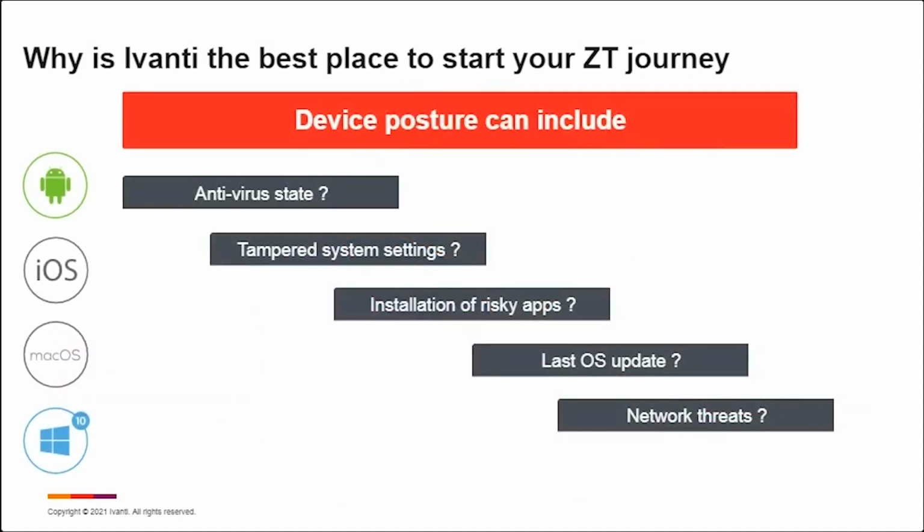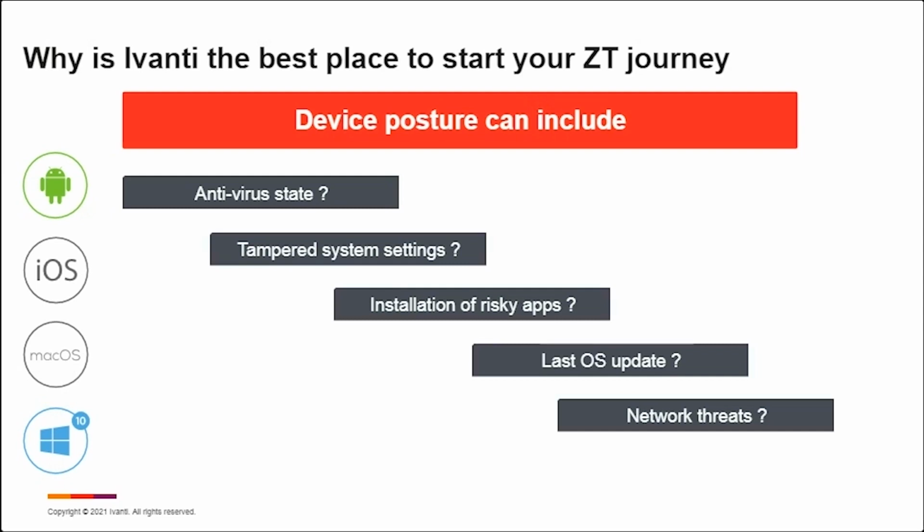What can device posture include? I think we have all seen this before, but it could simply be the antivirus state. It could be whether the system has been tampered or not. It could be what kind of apps exist on the device. Does the user have any risky apps installed? When was the last time the OS was upgraded? Is the device connected to a secure Wi-Fi or an insecure Wi-Fi? What kind of network threats are available on this particular network?